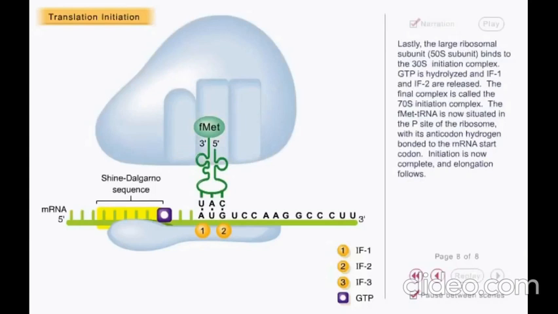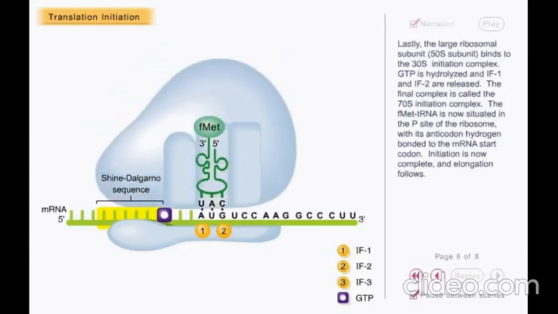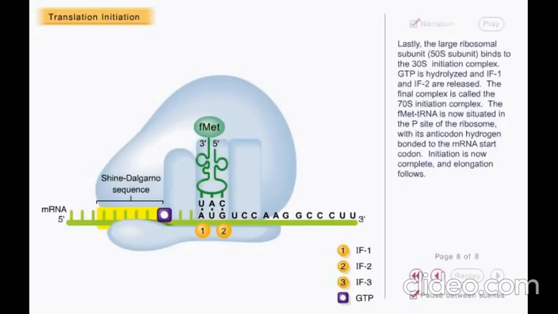Lastly, the large ribosomal subunit, 50S subunit, binds to the 30S initiation complex. GTP is hydrolyzed and IF1 and IF2 are released. The final complex is called the 70S initiation complex. The FMET tRNA is now situated in the P site of the ribosome, with its anticodon hydrogen bonded to the mRNA start codon. Initiation is now complete.